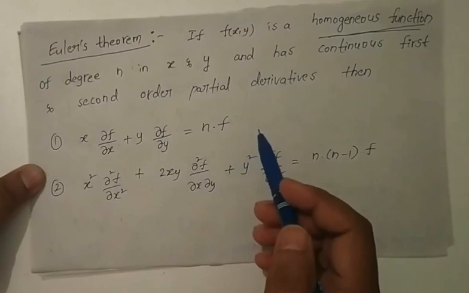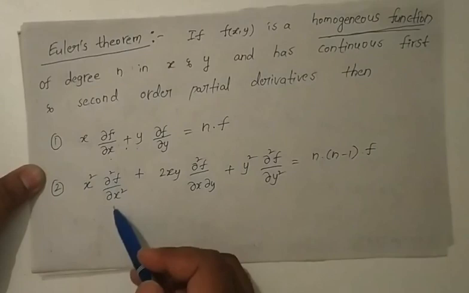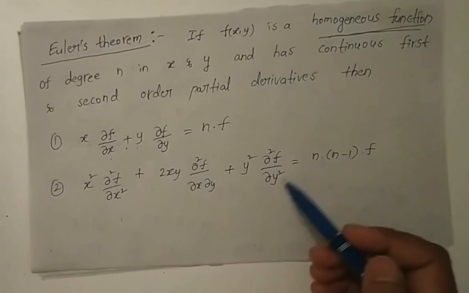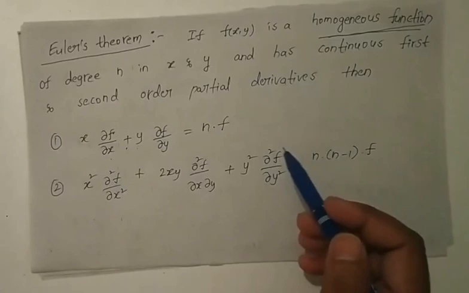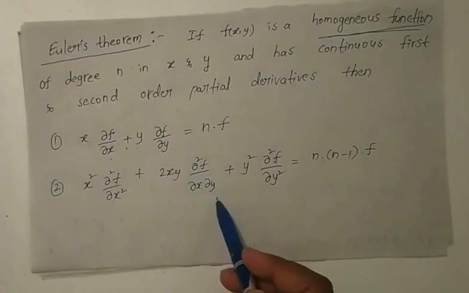x ∂u/∂x plus y ∂u/∂y is equal to n into u. Similarly, x² ∂²u/∂x² plus 2xy ∂²u/∂x∂y plus y² ∂²u/∂y² is equal to n into (n minus 1) into u. Okay. Similarly, if z is a homogeneous function of degree n, then by Euler's theorem, x ∂z/∂x plus y ∂z/∂y is equal to n into z. Similarly, x² ∂²z/∂x² plus 2xy ∂²z/∂x∂y plus y² ∂²z/∂y² is equal to n into (n minus 1) z. That's all.